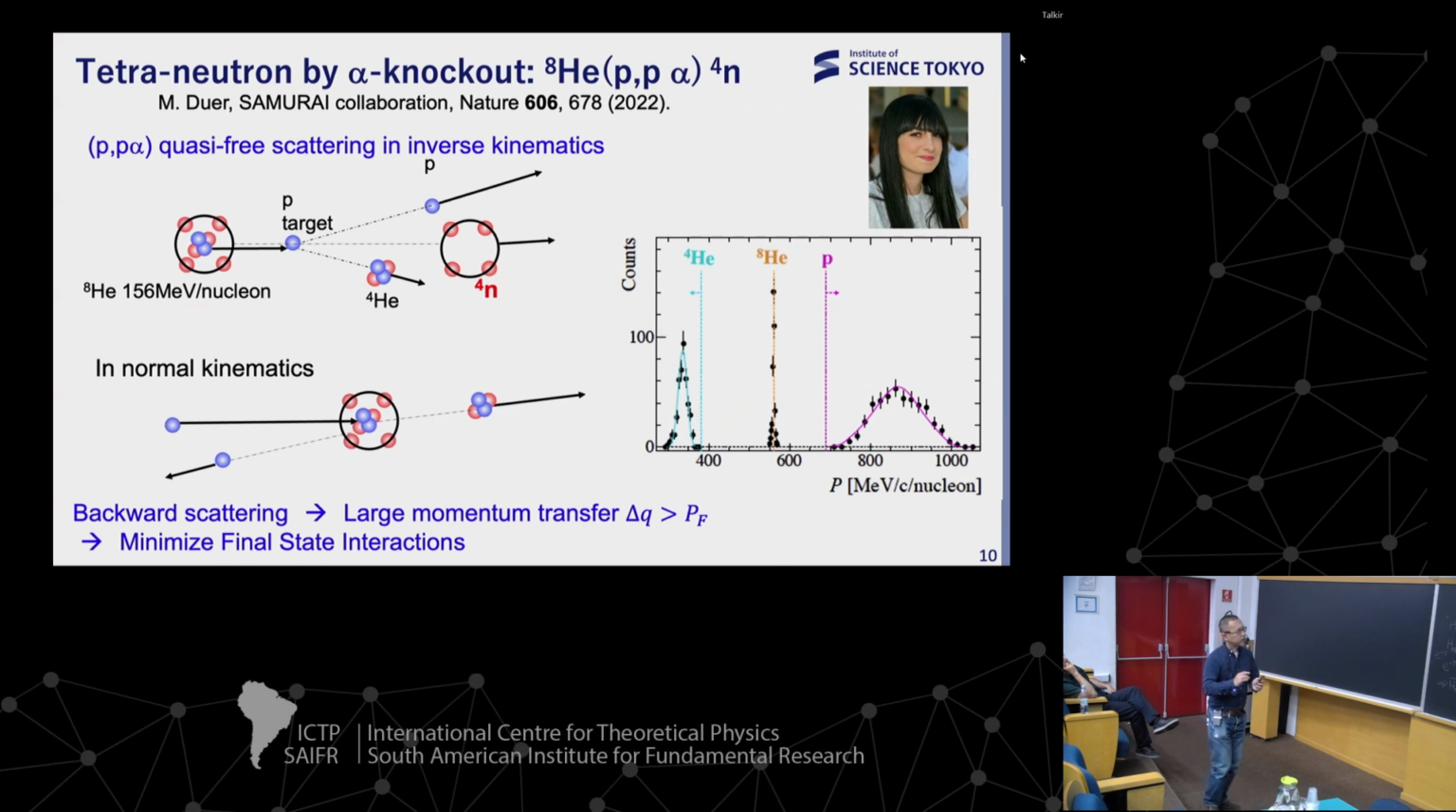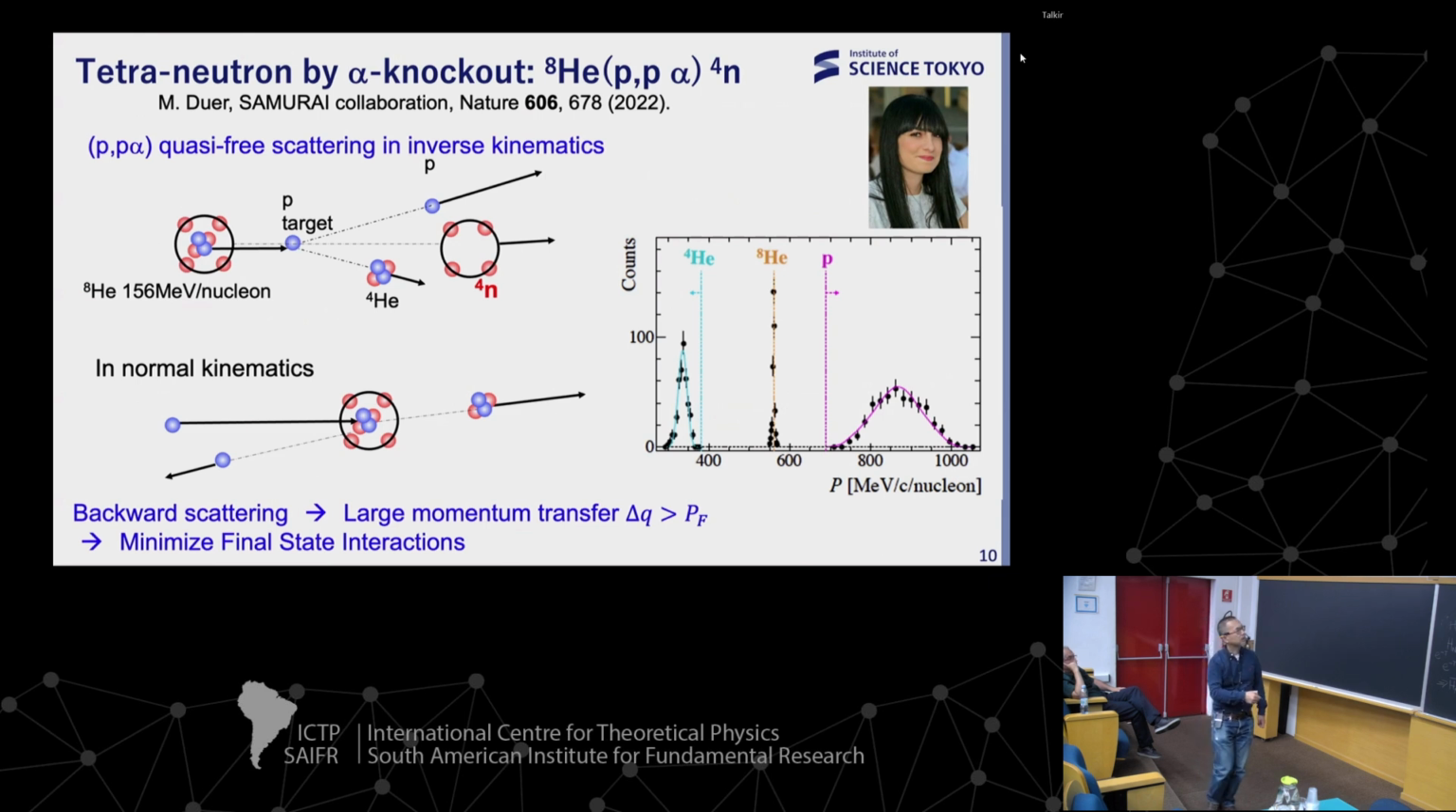Also, there was a trick here. We used backward scattering, namely that in normal kinematics, you can understand better. The proton is hitting these alpha particles, and the proton should be coming back along the beam direction. So 180 degrees, nearly 180 degrees. I think we maybe selected something like 160 degrees or so. But anyway, backward scattering is used.